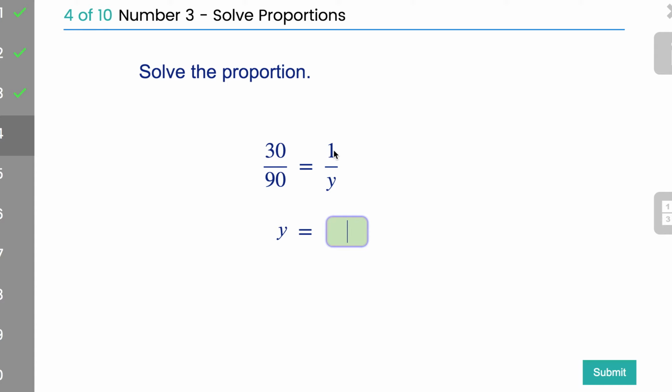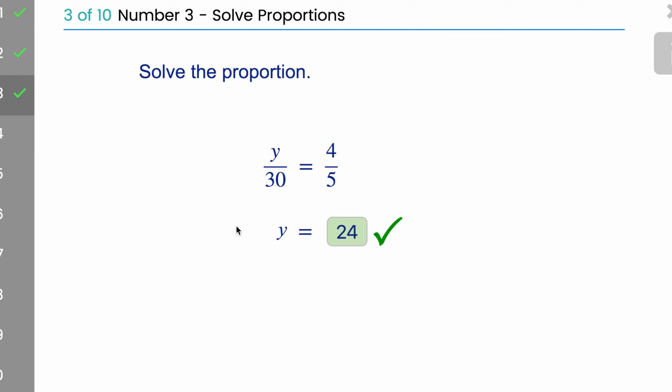30 to get to 1, well, that's obviously going to be 30 divided by 30. So 90 divided by 30 is 3. Whatever happens to the top number has to happen to the bottom number, or whatever happens to the bottom number in that previous one has to happen to the top number.